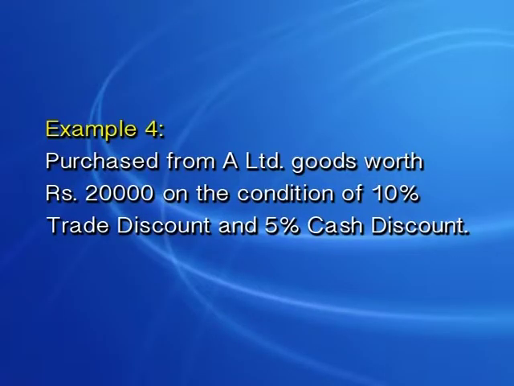Let us say the firm purchased from A Limited goods worth rupees 20,000 on the condition of 10% trade discount and 5% cash discount. Now, you might have understood that as there is a cash discount, the transaction is implied to be a cash transaction in spite of the name of the party. So, both cash discount and trade discount are considerable at this point of time.